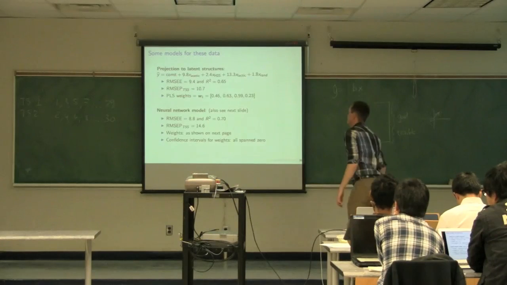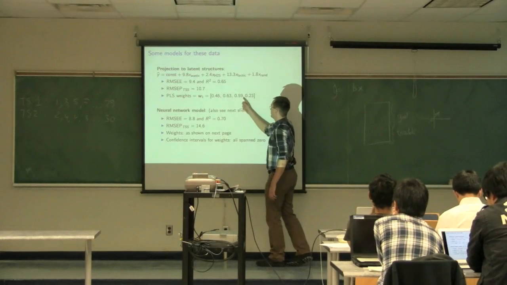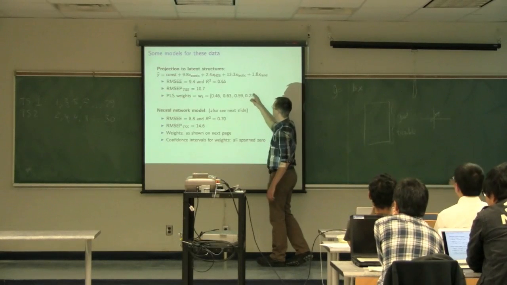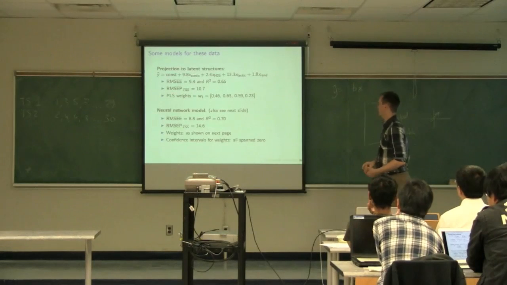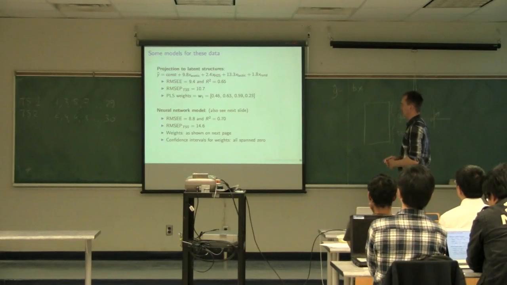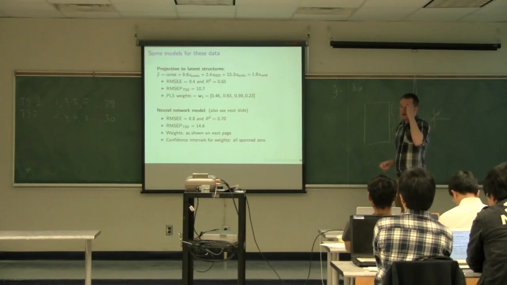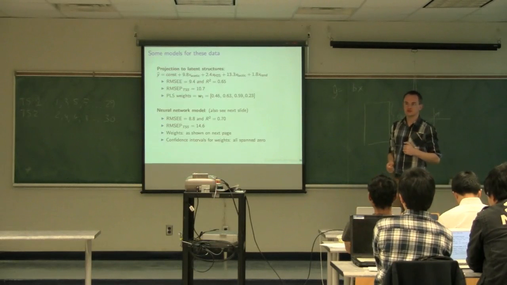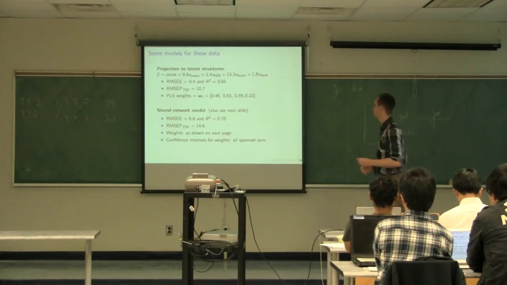And then the weights from PLS. Strong weights on the three X variables, and then actually there's a moderately strong weight even on the random number. But it's definitely much smaller than the others. And then finally, how many of you are familiar with neural networks? One hesitant, two, three hesitant.